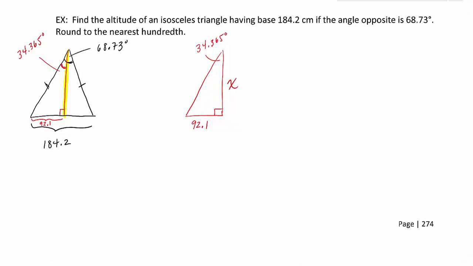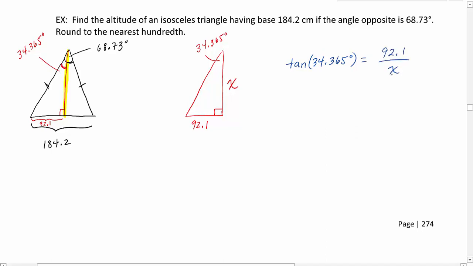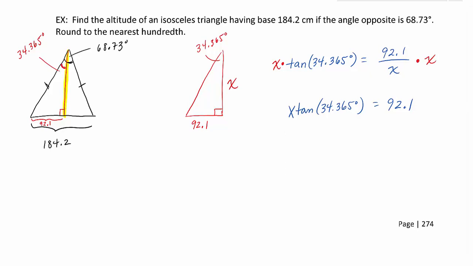So opposite and adjacent tells us that we want to use tangent. Tangent of 34.365 degrees is equal to 92.1 over x. And we want to solve for x. x is currently in the denominator, so we'll multiply both sides by x to get it out of the denominator. That gives us x times tangent of 34.365 degrees is equal to 92.1. And then lastly, we're going to divide by that tangent.